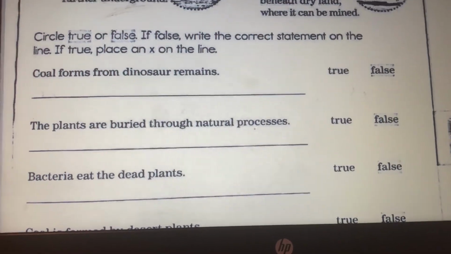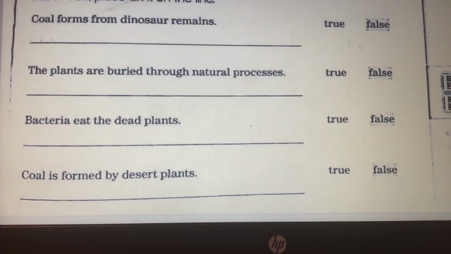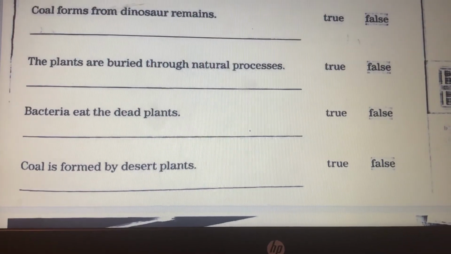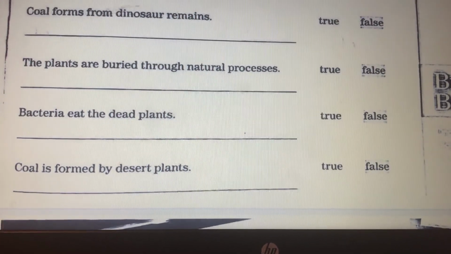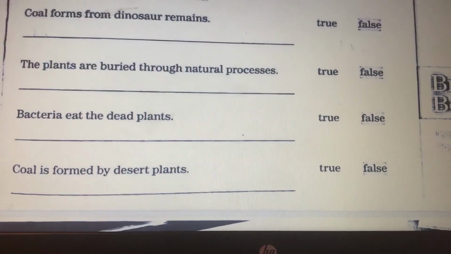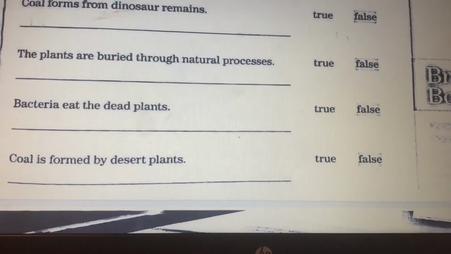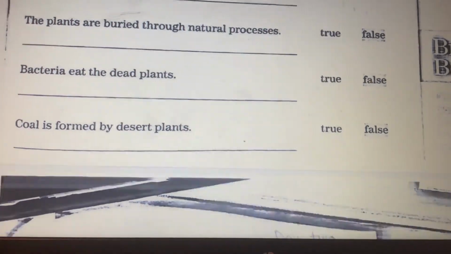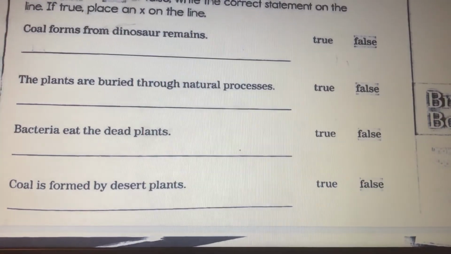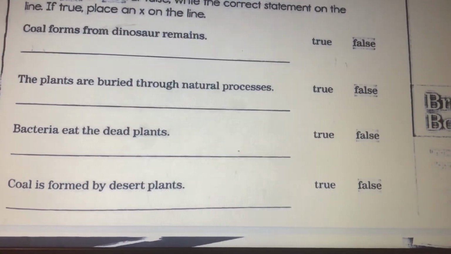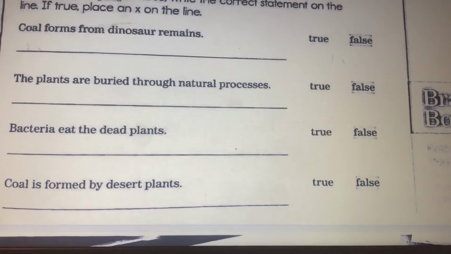Number 2, the plants are buried through natural processes. Is that true or is that false? Natural processes are things that happen in nature that man does not have to do to get the processes to go. Number 3, bacteria eat the dead plants. True or false? And coal is formed by desert plants. Is that true or is that false? And remember, if it's true, just put an X on the line. If it's false, you're writing a correct statement. So in other words, there's something in that statement you would have to replace to make it true if it would be false.